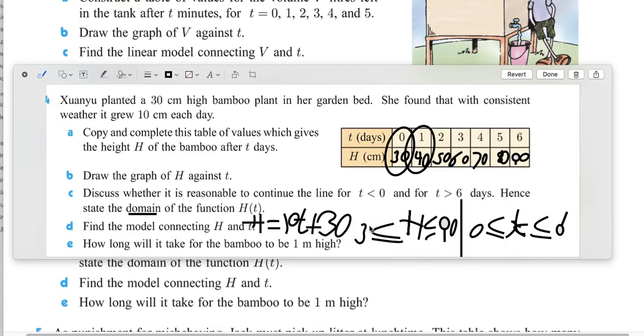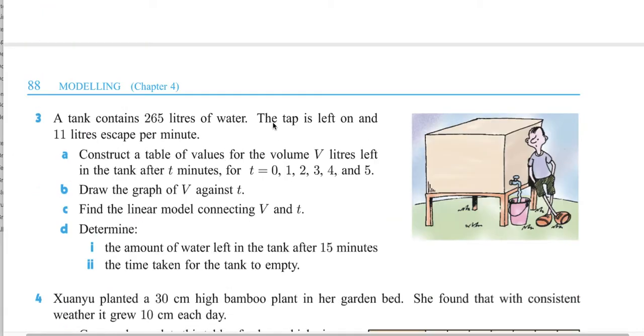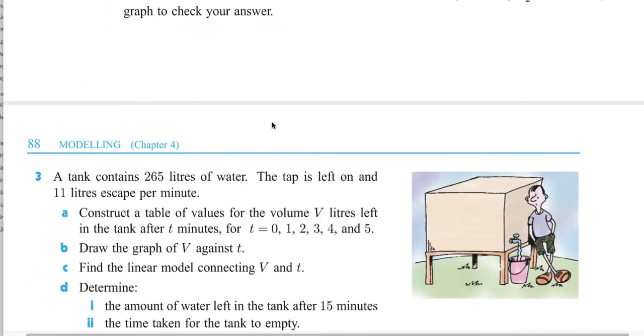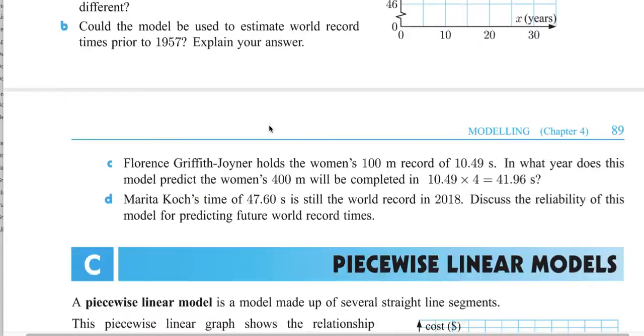How long will it be for the bamboo to be 1 metre high? So we can see it's 90 centimetres high here, so it would be 1 metre high after 7 days. So that will be our answer for this. So what I'd like you to do now is continue with these questions. There's questions 1 through to 6.